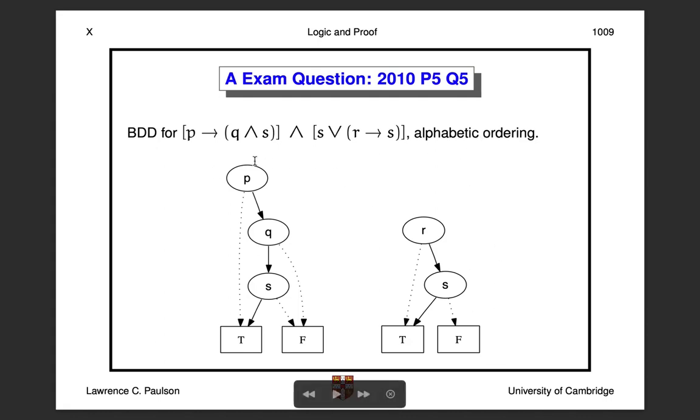First, it says alphabetic ordering, so P has to be tested first. And we know that if P is false, because it's an implication, the result is false. If P is true, on the other hand, the only way to get a true result is if both Q and S are true. So we draw this little thing: Q is true and S is true, the result is true. All other paths lead to false. And once again, we see how these BDDs very simply encapsulate the entire truth table of the formula.